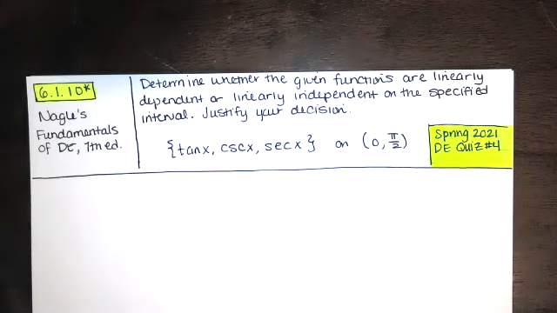In this video, we solve problem 6.1.10 from Nagel's Fundamentals of Differential Equations, 7th edition. The problem statement says determine whether the given functions are linearly dependent or linearly independent on the specified interval and justify your decision. Now, I will say that this problem came from the spring 2021 Differential Equations quiz number 4.